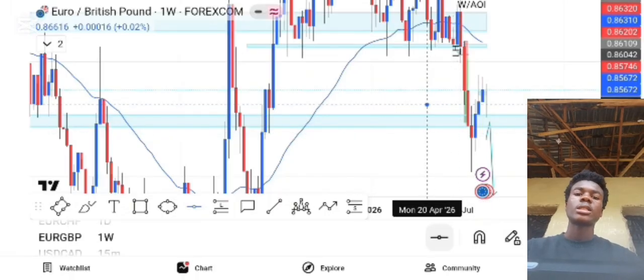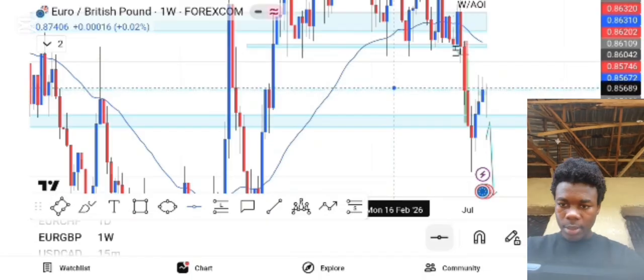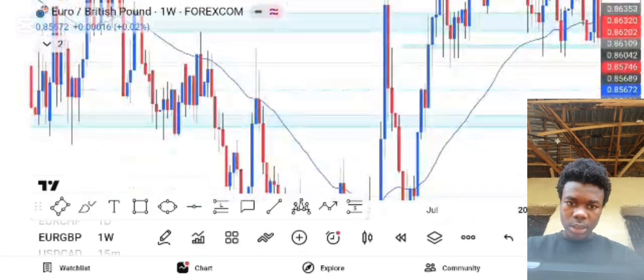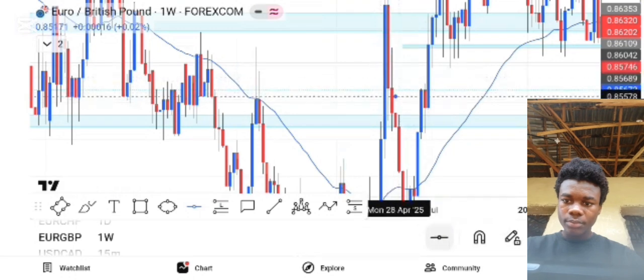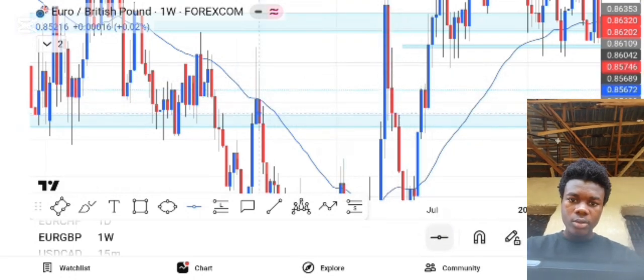And the weekly, as you can see, is bearish. Take a close look. Let me map up this line for you to understand what I'm saying. Anytime we hit that area, we are likely to pull back in the weekly time frame. We hit the area again, we pull back.